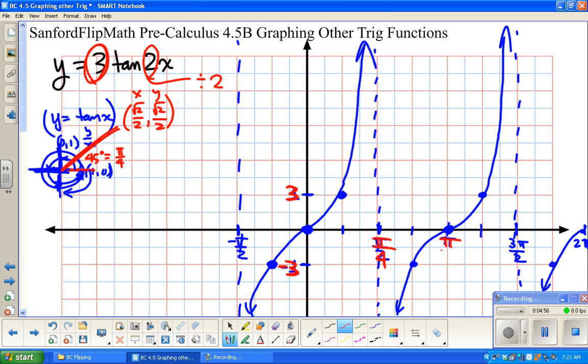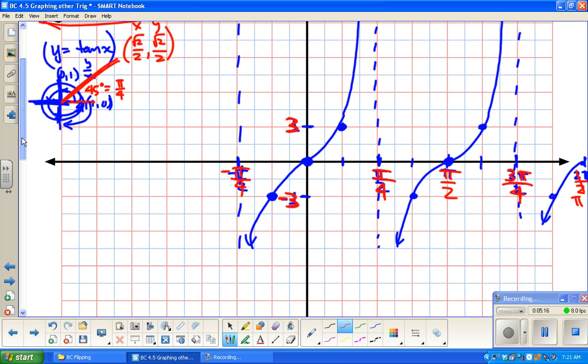This was pi, now it's pi over 2. I'm just dividing by 2. 3 pi over 4, 2 pi over 2, also known as pi, negative pi over 4. I'm done. This is it. Okay, all right, so that's the graph in all of its glory. Okay, so let's answer some questions.